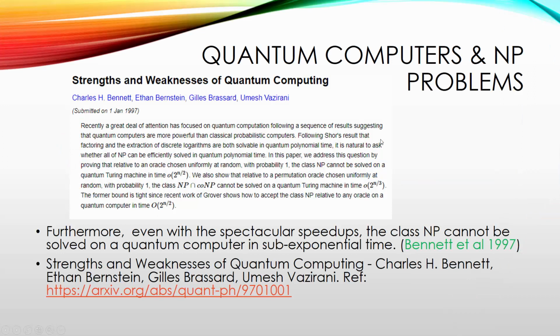Now, in 1997, Bennett, Vazirani et al. proved that quantum computers cannot solve NP-hard problems in sub-exponential time. And since the Grover algorithm was optimal, the minimum time solving NP-hard problems will take is 2 to the power n by 2, where n is the number of variables.